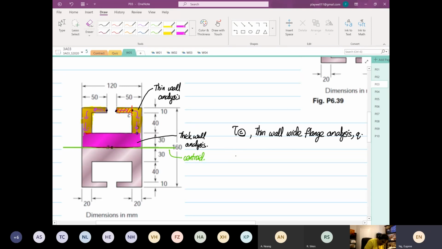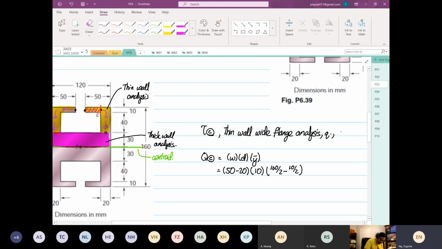So the Q at point C, the width is equal to 50 minus 20. The thickness is 10. And the depth, the Y bar, okay, let me write down the formula. I do apologize. So this is width, depth, Y bar, and the Y bar is 160 divided by 2 minus 10 divided by 2. Okay. On another note, it's a good practice when you say the thickness over here is equal to 10 millimeters, right, so you will not get lost.